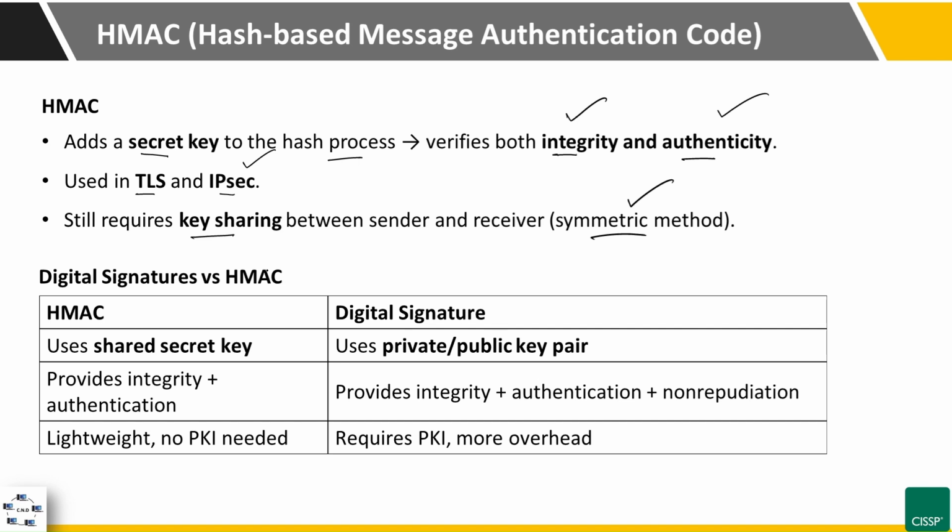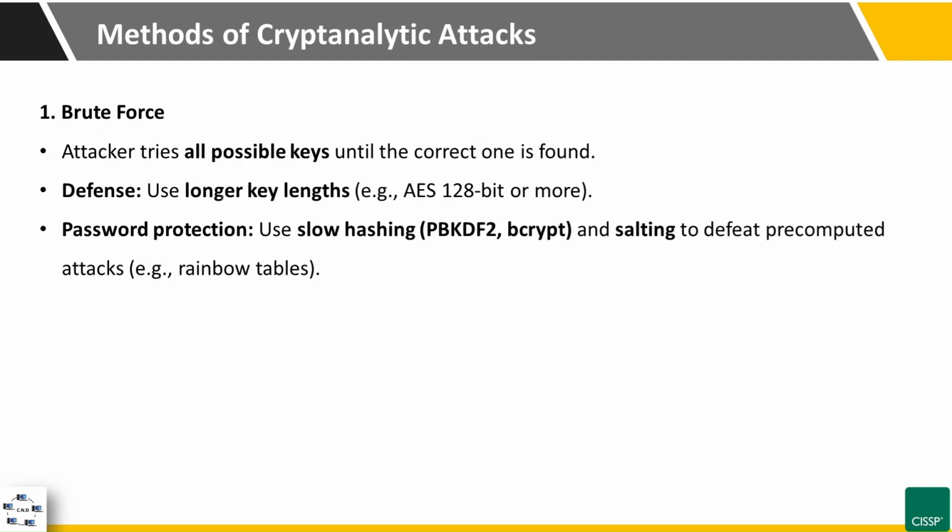So what's the difference between digital signature and HMAC? HMAC uses a shared secret key, while digital signature uses a private and public key pair. HMAC provides integrity plus authentication, while digital signature provides integrity, authentication, and non-repudiation. HMAC is lightweight and no PKI is needed to implement it, while digital signature requires PKI and has more overhead.